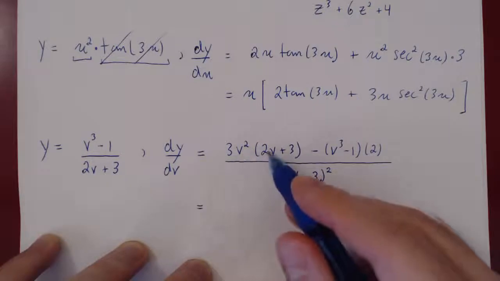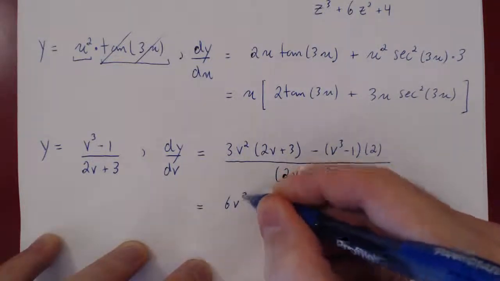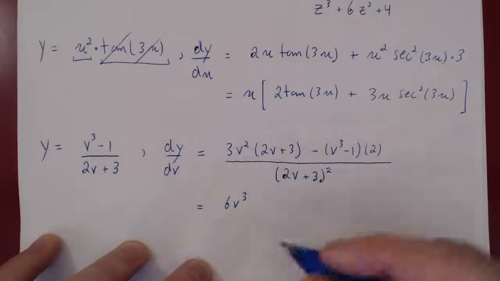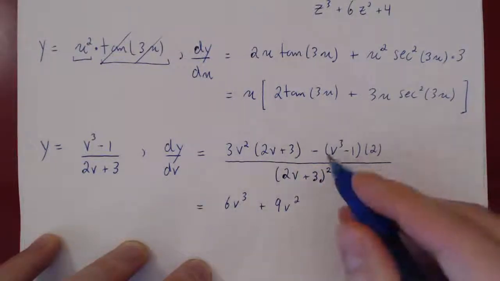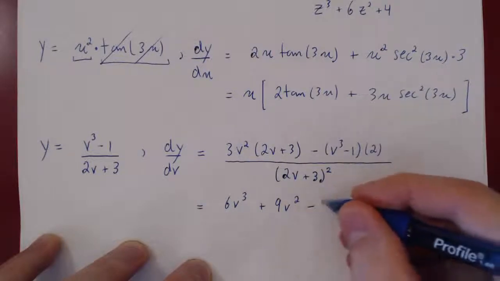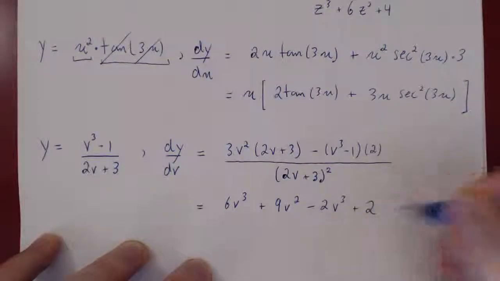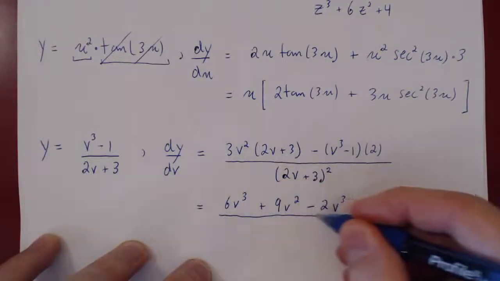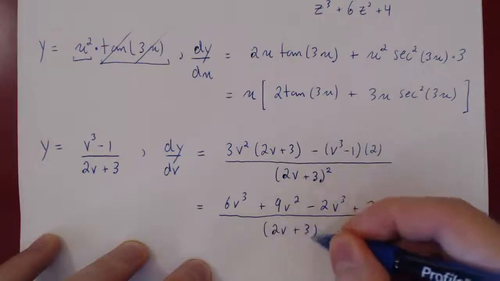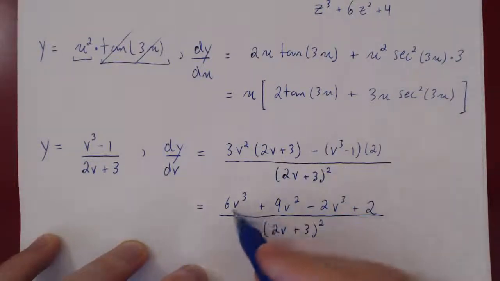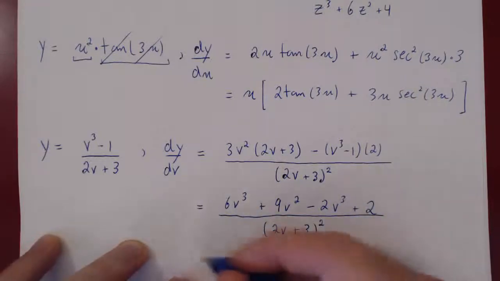Well, 3v squared times 2v will give us 6v cubed, plus 3v squared times 3, plus 9v squared, minus twice of this, so minus 2v cubed plus 2 over 2v plus 3 squared. Regroup these two terms together.